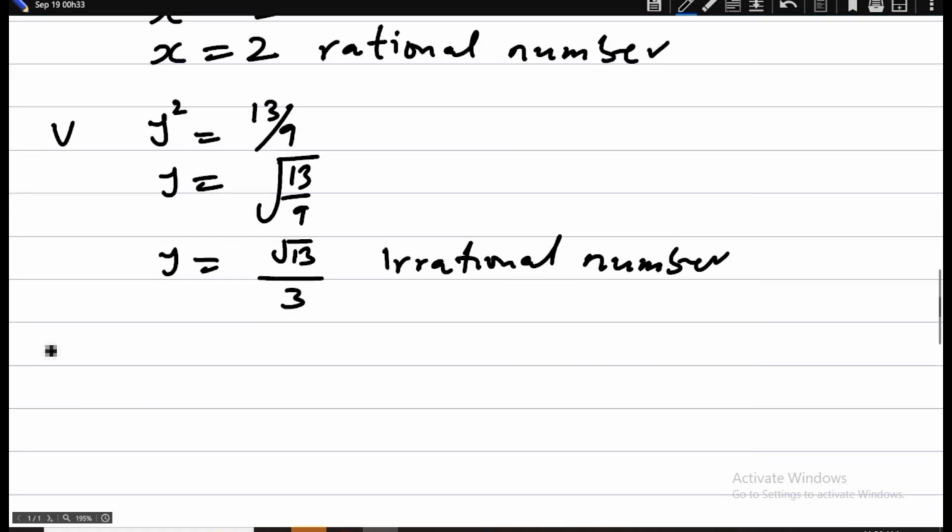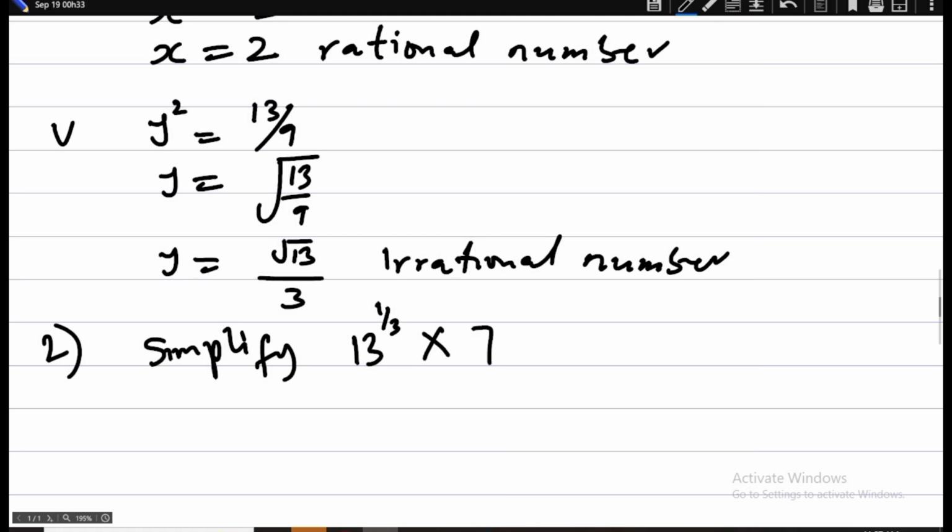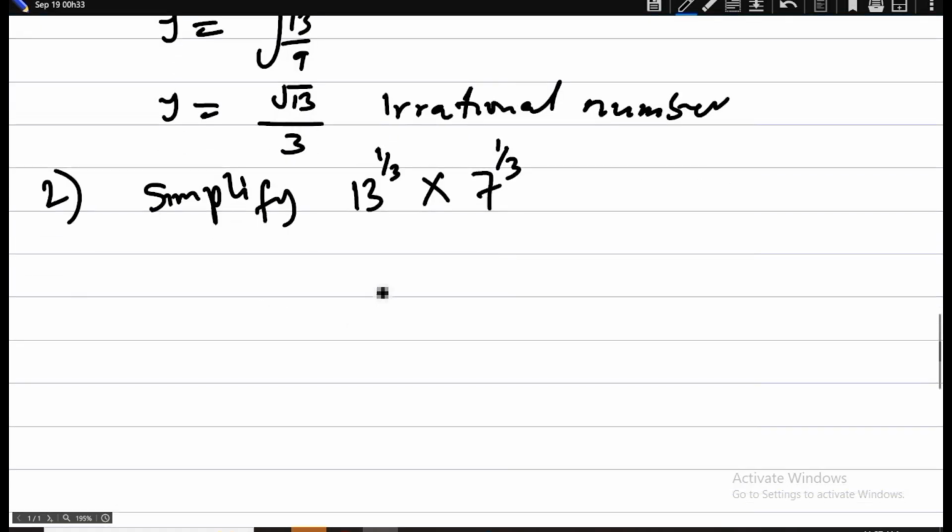Question number 2 says we should simplify 13 raised to power 1 over 3 times 7 raised to power 1 over 3. Okay, this is a very simple question. So we're going to have solution. They gave us 13 raised to power 1 over 3 times 7 raised to power 1 over 3.